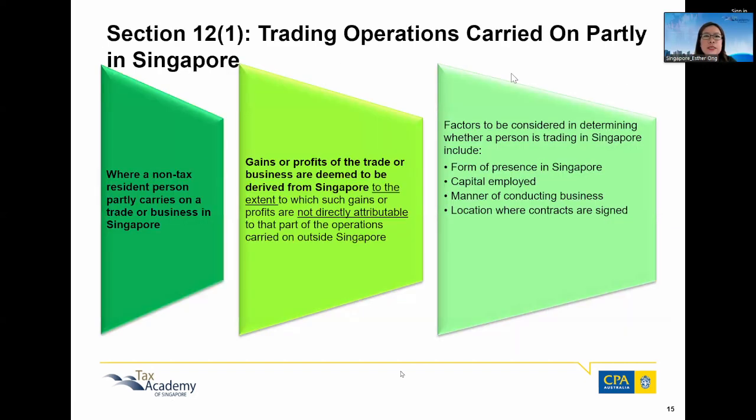Trading operations: it has a PE in Singapore, but having a PE does not mean that it will fall under here. You need to see whether the US supplier actually partly carries on a trade or business in Singapore. If it does, then withholding tax is applicable because it is a non-resident. We need this method to collect tax from non-residents. Okay, thank you.